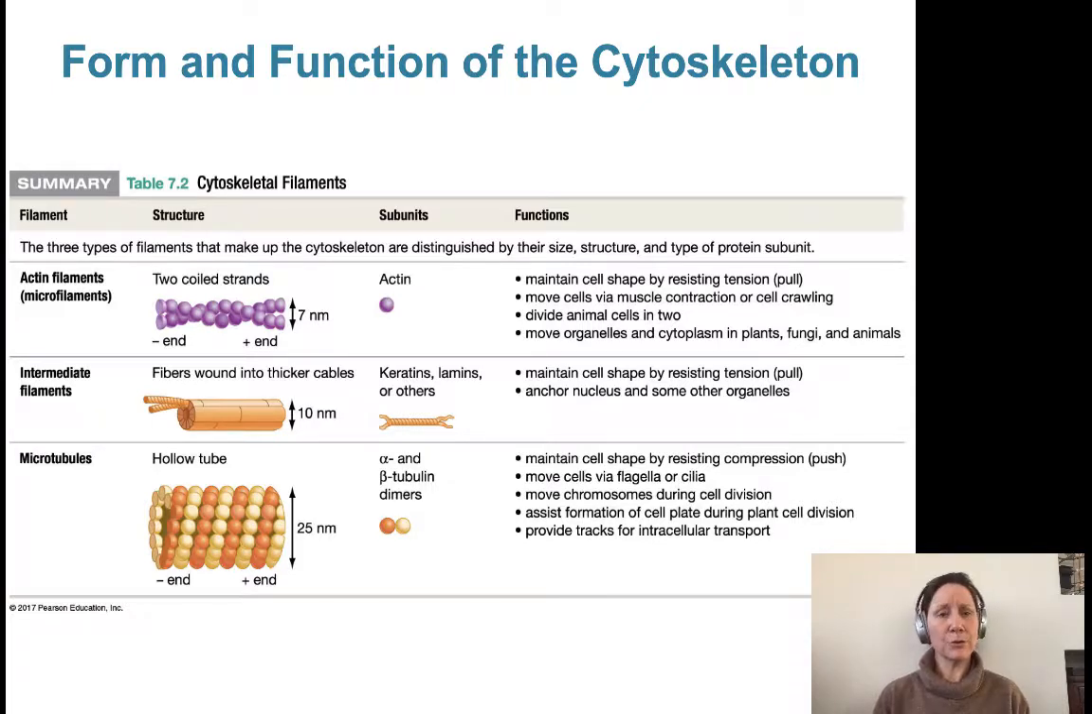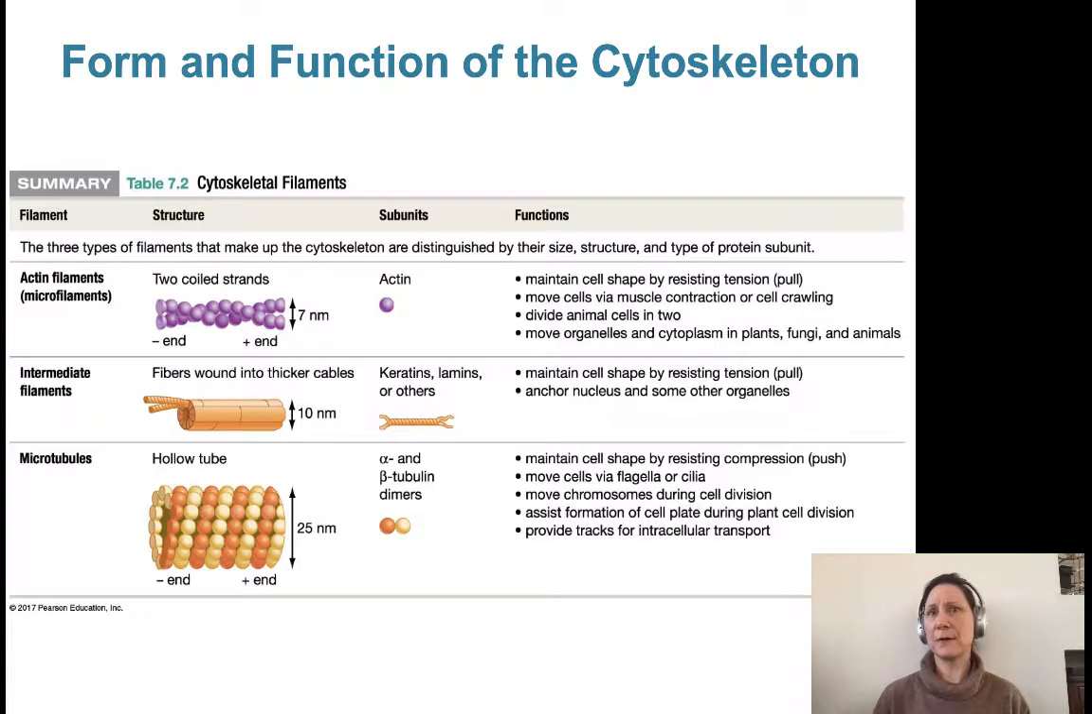And then microtubules are like actin filaments, they're globular proteins, but in this case, it's strings of them that are coiled to form these tubes. And unlike actin filaments and intermediate filaments, these microtubules are doing the opposite. So they maintain cell shape by resisting compression as opposed to resisting tension.